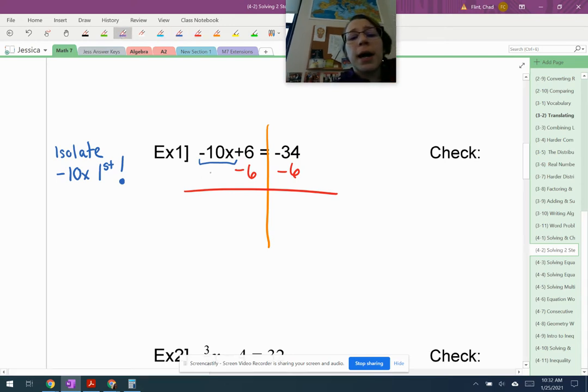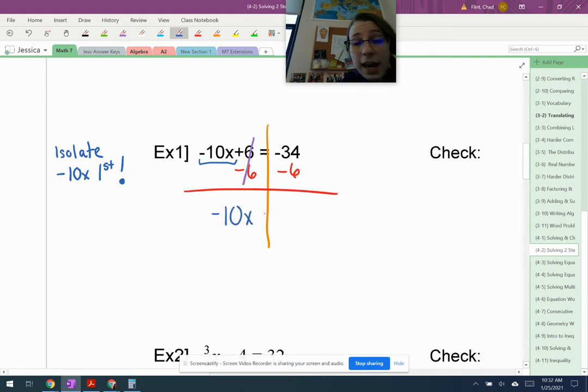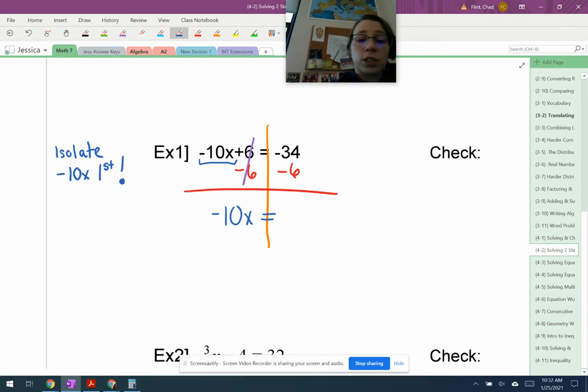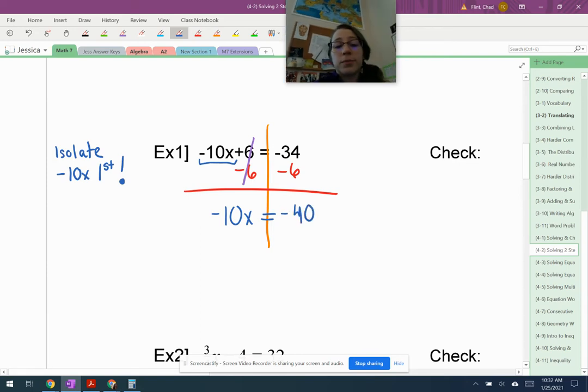Again, I didn't put the minus 6 underneath the 10x or the negative 10x because negative 10x and negative 6 are not like terms, so I'm not going to be doing anything with that. So that positive 6 minus 6 cancels out to be 0, and I'm left with that negative 10x is equal to negative 34 minus 6 more. It's like you're spending more money, is a negative 40.